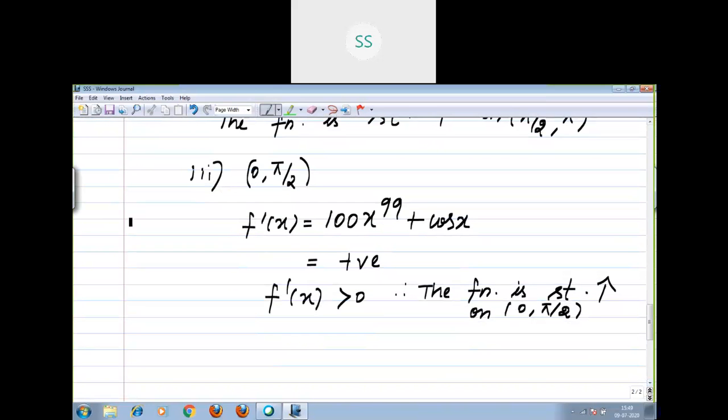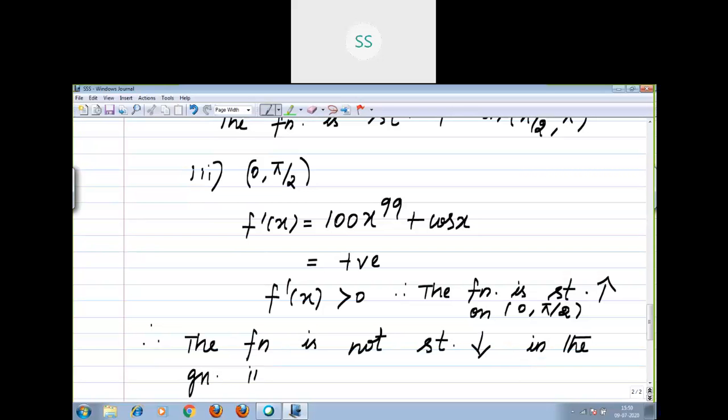Finally, what is your conclusion? Therefore, the function is not strictly decreasing in the given intervals, which implies your answer is option D, none of these.